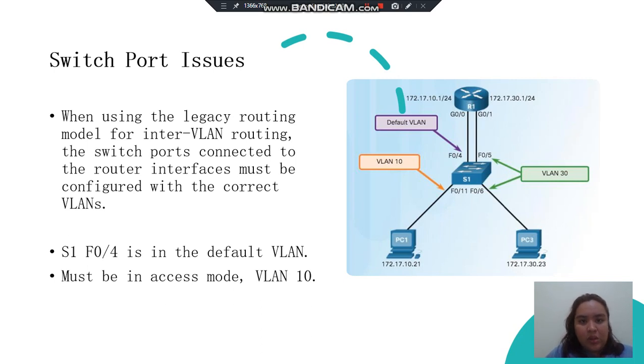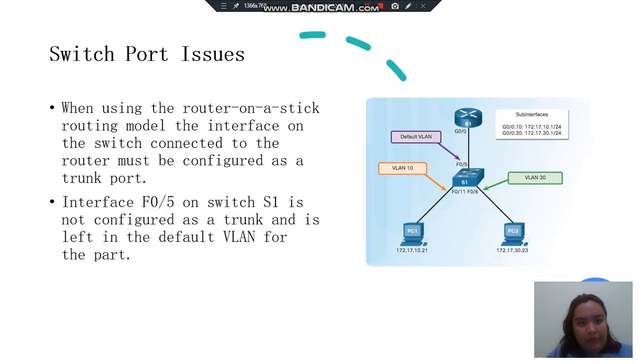Switch port issues. When using the legacy routing model for inter-VLAN routing, the switch port connected to the router interface must be configured with the correct VLANs. S1 Fa0/4 is in the default VLAN, and this must be in access mode VLAN 10.